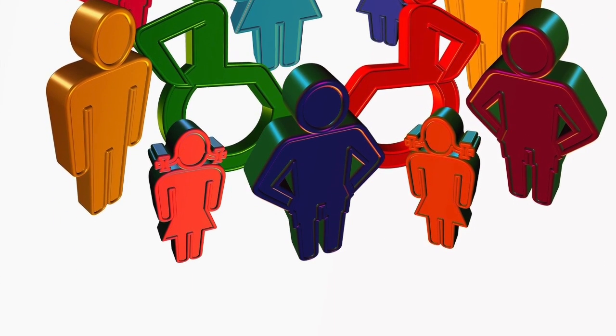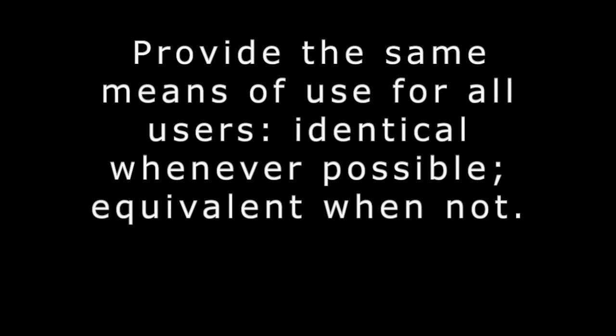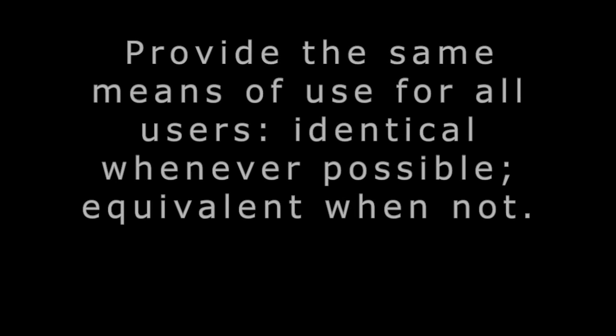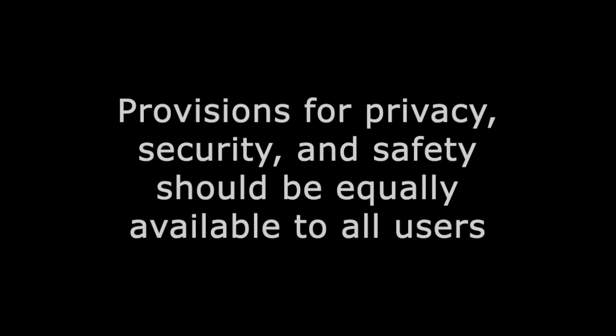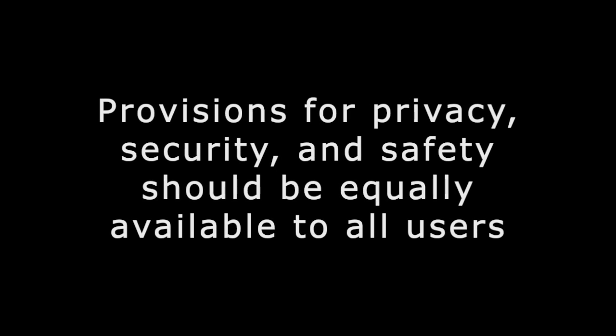Guidelines for this principle include: provide the same means of use for all users, identical whenever possible, equivalent when not. Avoid segregating or stigmatizing any users. Provisions for privacy, security, and safety should be equally available to all users. Make the design appealing to all users.